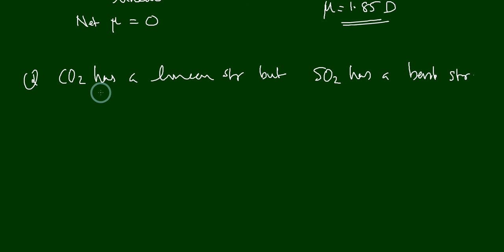Both the molecules, CO2 and SO2, both of them have three atoms in them. Right? Carbon dioxide, sulfur dioxide, three atoms, each an elemental dioxide. Now, this is the linear structure, and this is the bent structure.